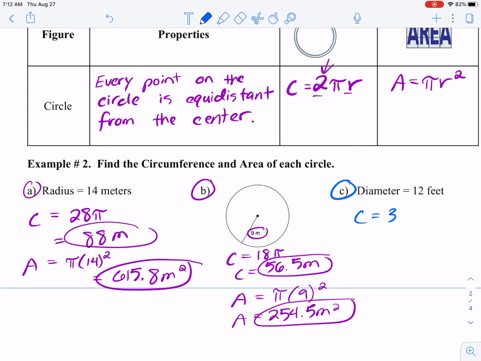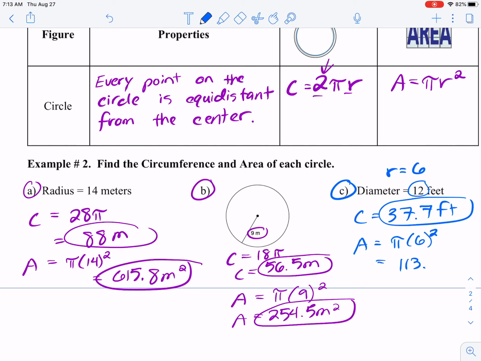Circumference, we should have had 37.7 feet. You were already given your diameter, so you just needed to multiply 12 times pi. Area, you didn't have your radius yet. So for area, make sure you used a radius of 6. If the diameter is 12, the radius is going to be half of that, which is 6. So our area should equal pi times 6 squared. Plug that into your calculator and you get 113.1 feet squared.